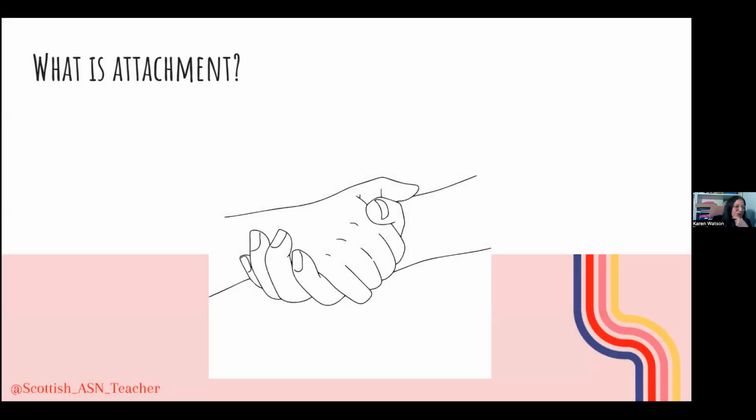So let's get started with what is attachment. It's an emotional bond with another person. Attachment theory proposes that your initial relationships with a primary caregiver dictate and pave the way for your relationships throughout life. So throughout a child's life, throughout their life as a young adult, throughout their life as an adult, it's all dictated by those relationships with the primary caregiver when they're a baby.